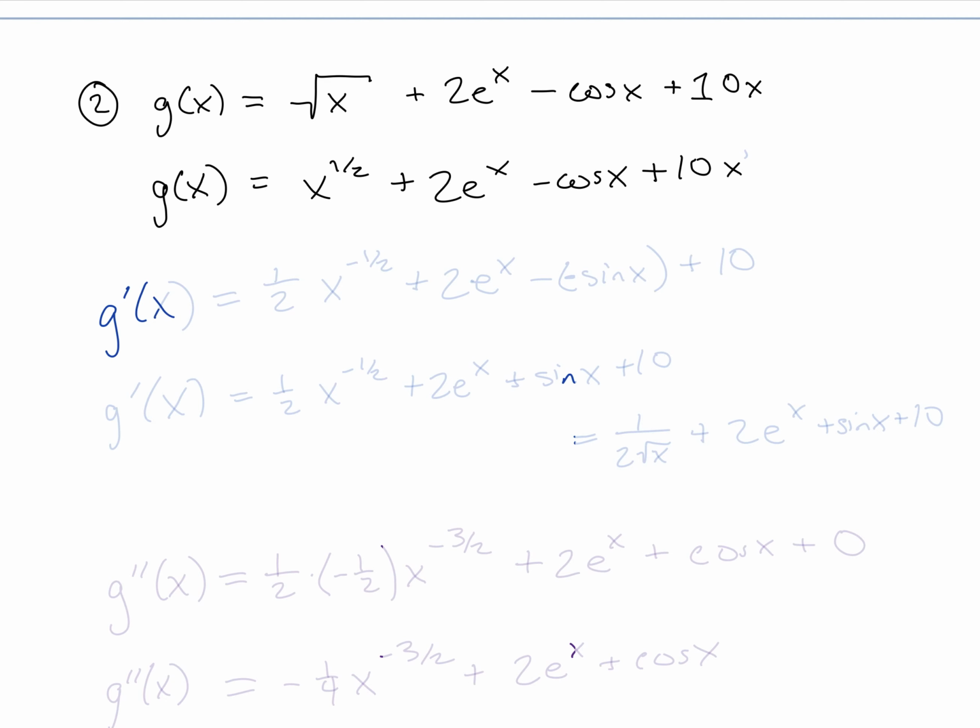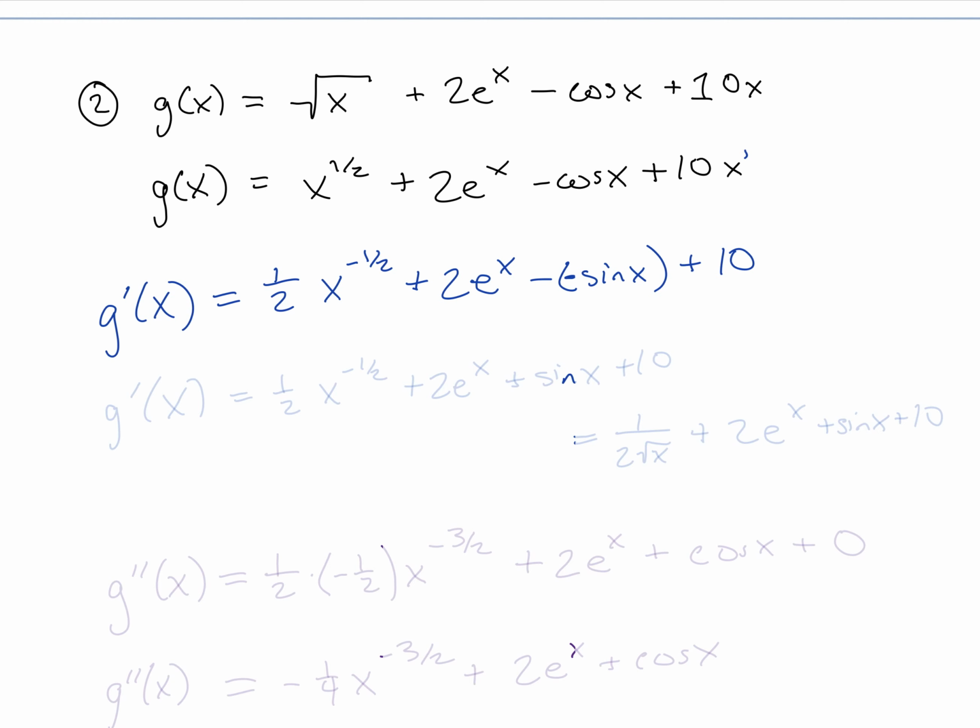So g prime of x, the first derivative, is equal to, using the power rule, 1/2 x to the negative 1/2, plus 2 times the derivative of e to the x, which is just e to the x, minus the derivative of cosine of x, which is negative sine of x, plus the derivative of 10x, which is just 10. We can either see that using the power rule, this is a 1 right there, or the fact that the derivative of any linear function is just its slope, the m in front of mx plus b.